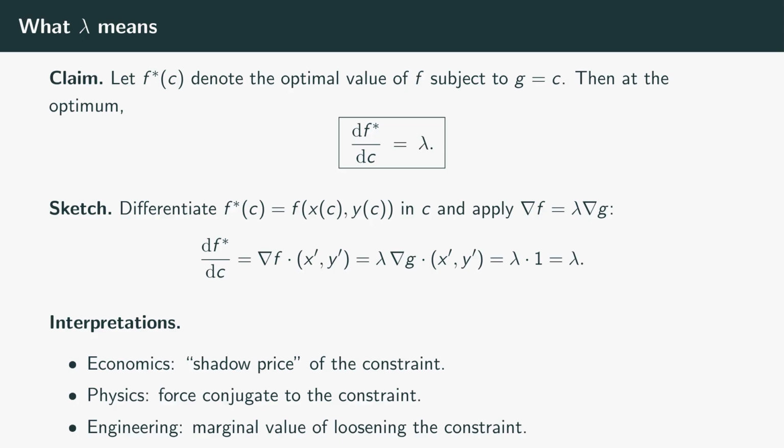Now, what does lambda actually mean? It is not just an algebraic auxiliary to be solved for and discarded. The Lagrange multiplier has a deep and useful interpretation. It equals the rate of change of the optimal value of f with respect to the constraint level c.